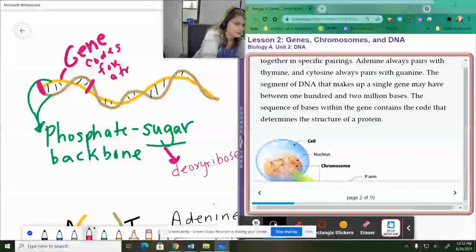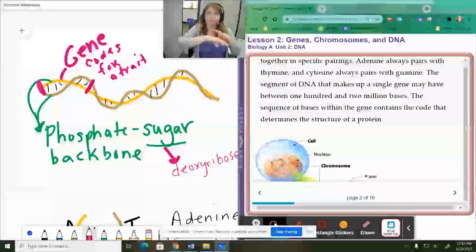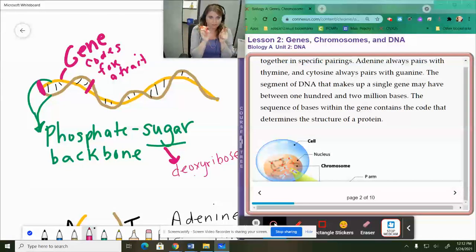Think about it as if it is you. If you know anything about coding in computers, if you're coding for a whole program and there's one little or just a few little lines of code that code for one part of that program. So your DNA is a whole program to build you, and there's little chunks called genes in there that code for just a little part of you, and that's what a gene is.